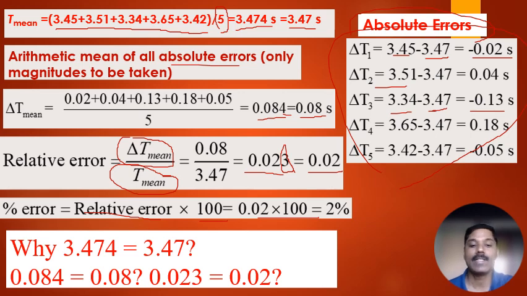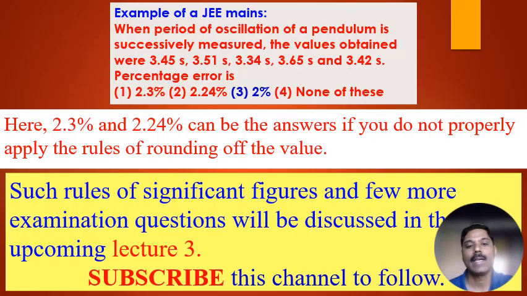And here the question arises in your mind: why did we take 3.474 as 3.47, 0.084 as 0.08 and 0.023 here as 0.02? This is done based on the rules which have been laid down in physics for rounding of a value. And such rules will be discussed in the next video. Anyway, if I come back to the problem which I was solving, the answer is 2%.